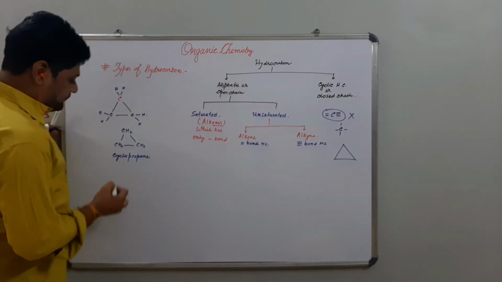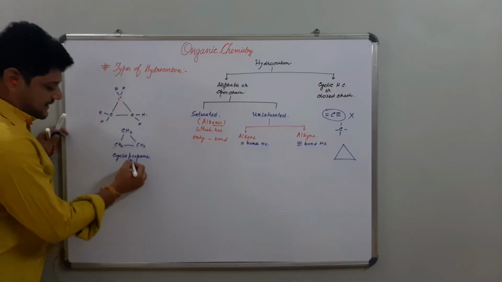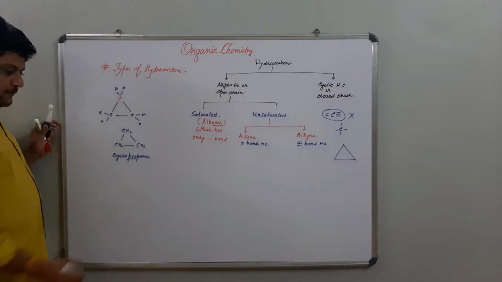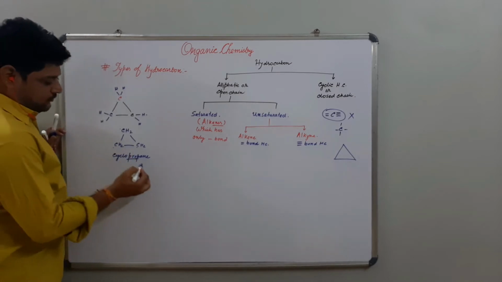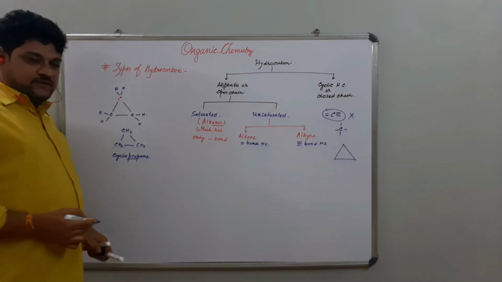And why propane? Prop, because 1, 2, 3, three carbons are present, so prop is there. And now why ane? Because they are all joined together by single bonds, that's why it is called propane.